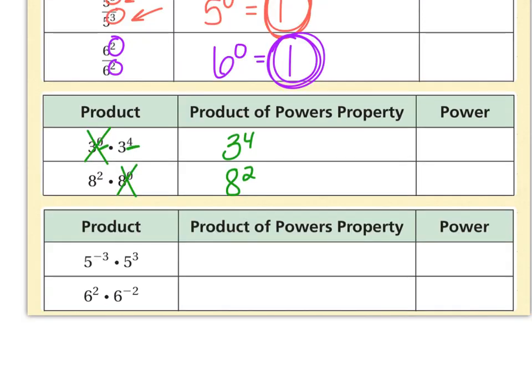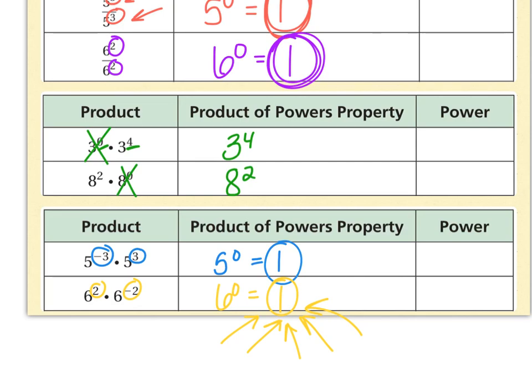A couple more examples here. I've got negative 3 and positive 3. I'm going to add them together to get 0. 5 to the 0 we just said is 1. And then again here, 2 and negative 2. The product of a power property says I would just add those. 2 and negative 2, when you add them, give you 0. And so that's going to give me 6 to the 0 power, which again is just 1. So you must reduce it to 1, right? You can't leave it as 6 to the 0 power. You have to go ahead and say that's 1.